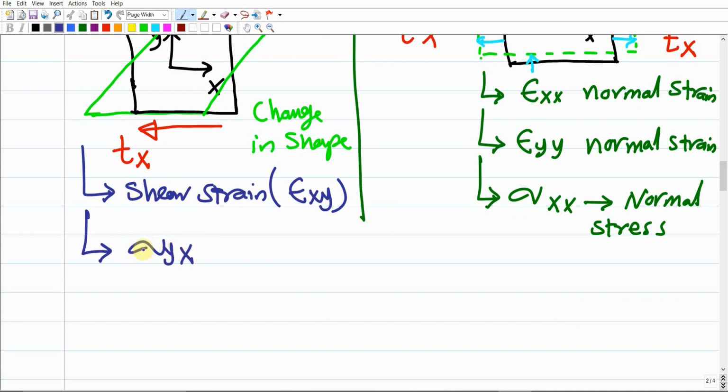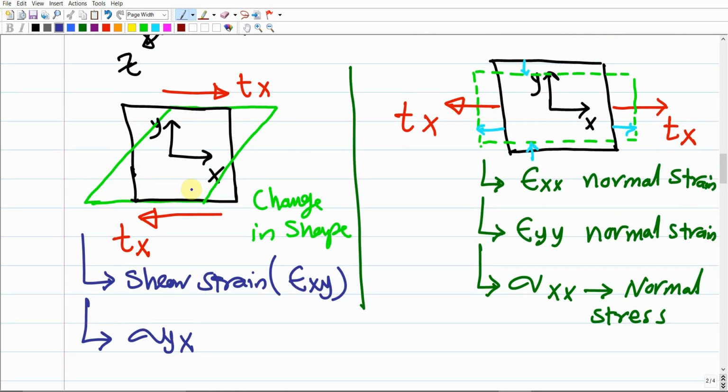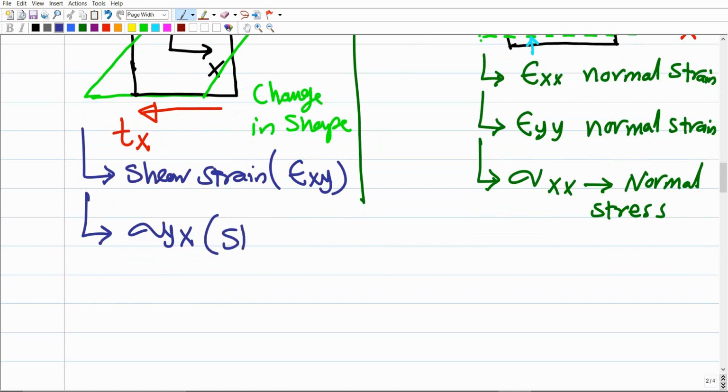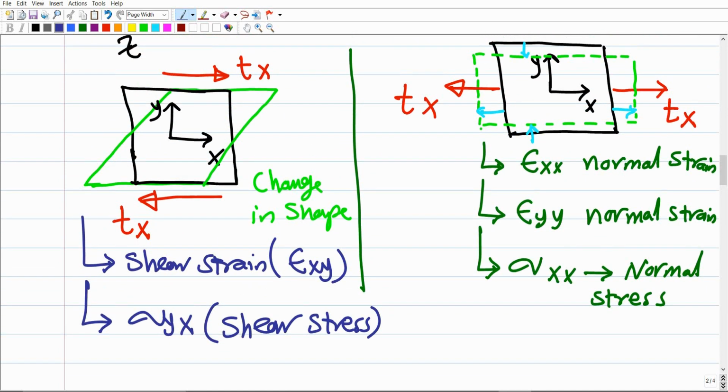Since this sigma yx should be conjugate to the shear strain, and since we define this deformation or change in the shape as shear strain, it makes sense to give a name to this type of stress as shear stress. So we could say that the shear stress and the shear strain both describe changes in the shape of planes, but the normal stress and normal strain both describe changes in the dimensions of the object. Because of what? Because of the external forces acting on different surfaces of the continuum.